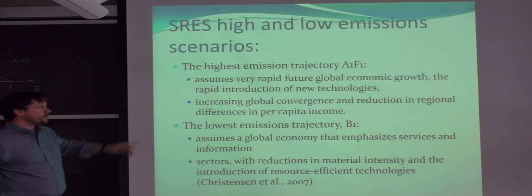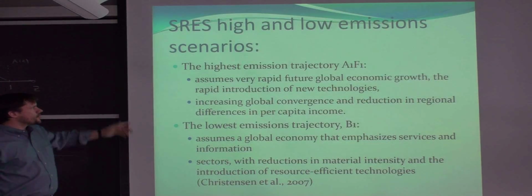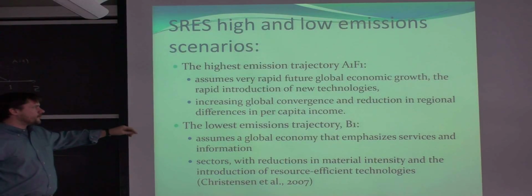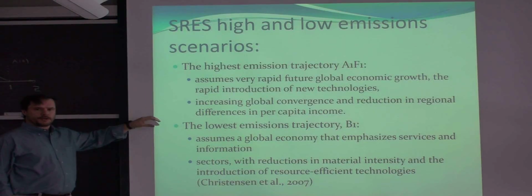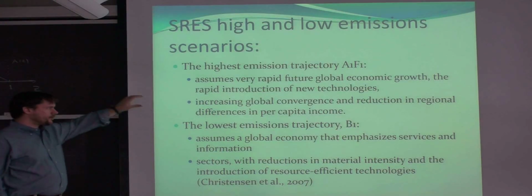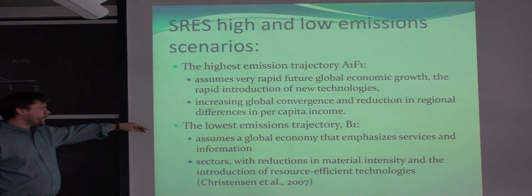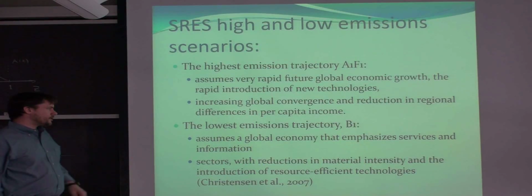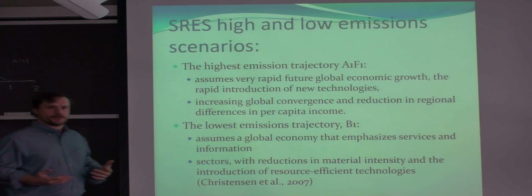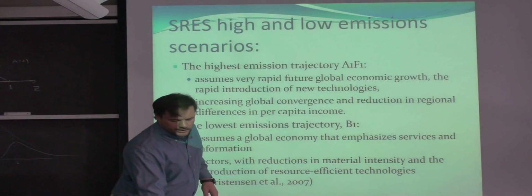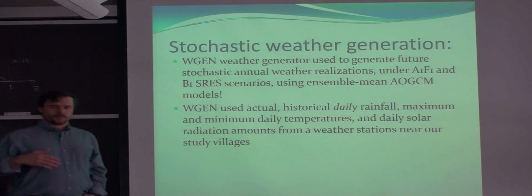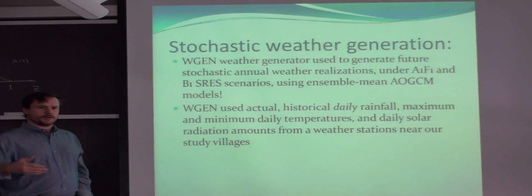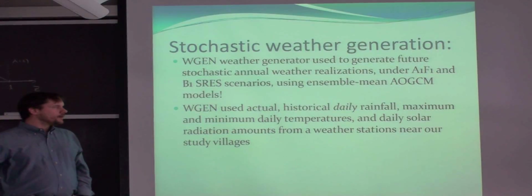The highest emissions trajectory, which is called the A1F1, assumes very rapid future global economic growth, new technologies, increasing global convergence and reduction in regional differences in per capita income. That results in the highest predicted emissions. The lowest trajectory includes a global economy that emphasizes services and information, reductions in material intensity, and introduction of resource-efficient technologies. These are separate models, not run by us, but run by teams of economists that make predictions about consumption and GDP based on those scenarios and then the consequent emissions.